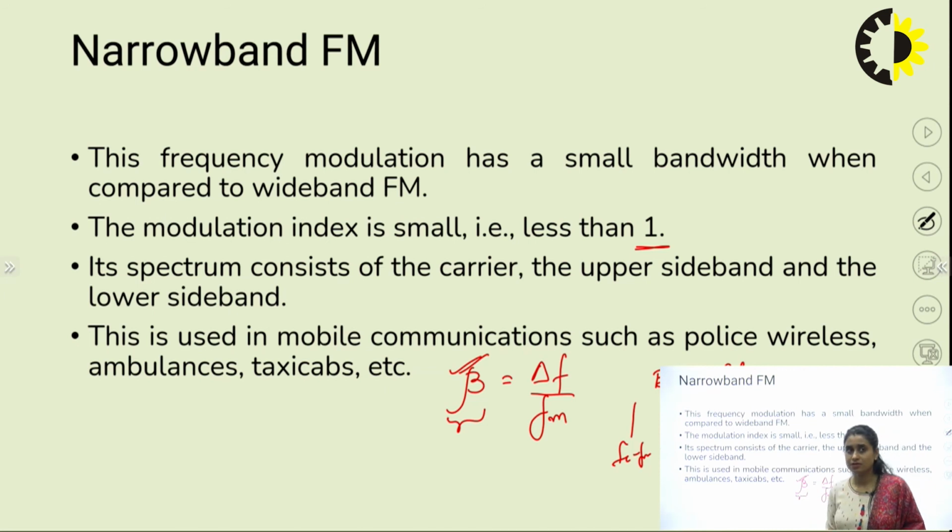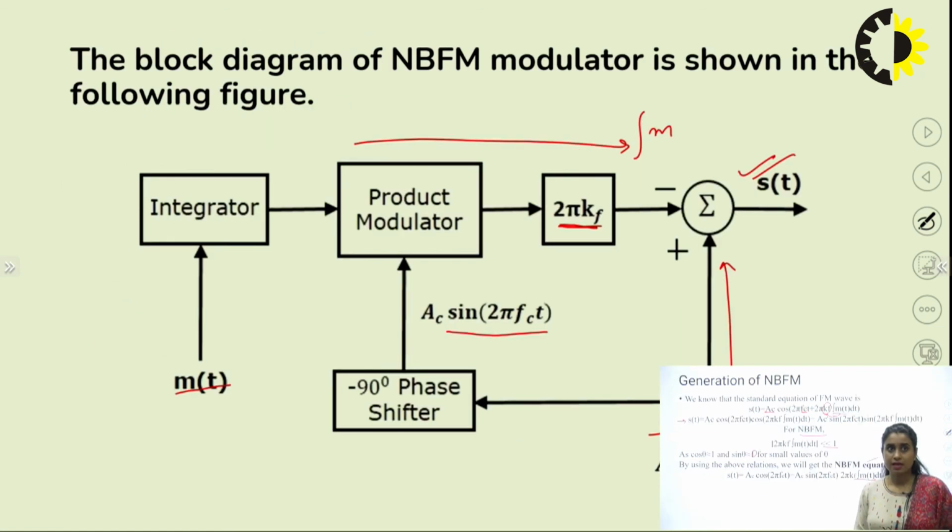If beta is less than 1, we call it narrowband FM. Beta greater than 1, we call it wideband FM. And how do I calculate beta? Del f by fm, which we have previously discussed. Right? Now, the generation techniques of narrowband and wideband FM.